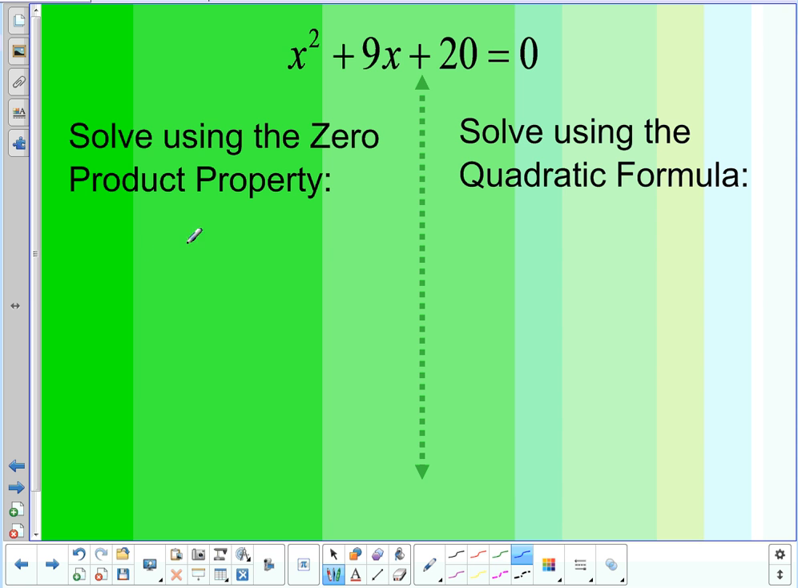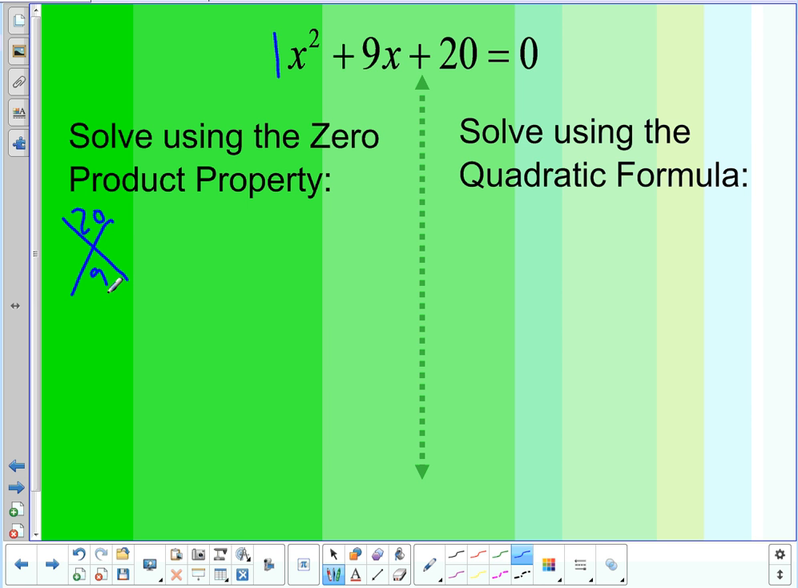So remember, for using the zero product property, I want a factor, so I'm going to set up a factor x. My a term is 1. 1 times 20 is 20. My b term is 9. And then I need to find the two numbers that multiply to 20 and add to 9.